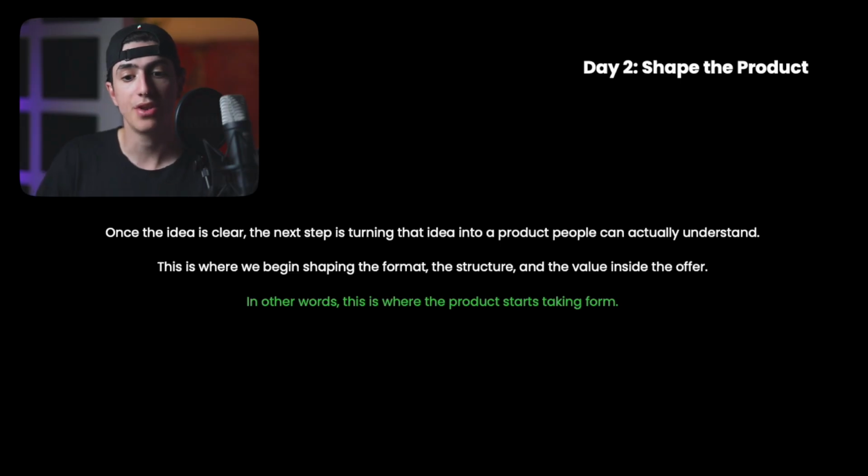So once the idea is clear, the next step is turning this idea into a product that people can actually understand. It's super important for you to highlight the value proposition of your product and to understand it primarily before you're able to communicate it with your audience. So this is where we will begin shaping the format, the structure, and the value inside your offer. It's super important for you to understand what value is, how to communicate value, and how to pack value into offers, right? So in other words, this is where the product will start taking its first form.